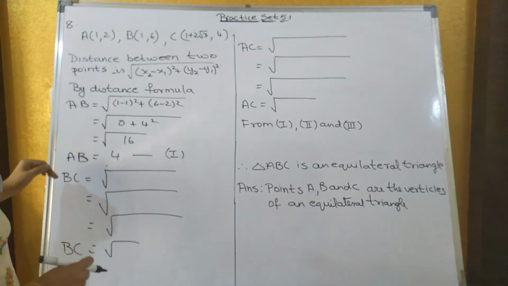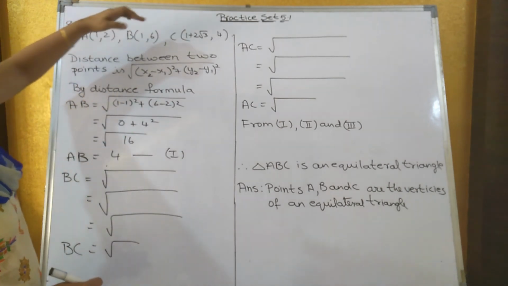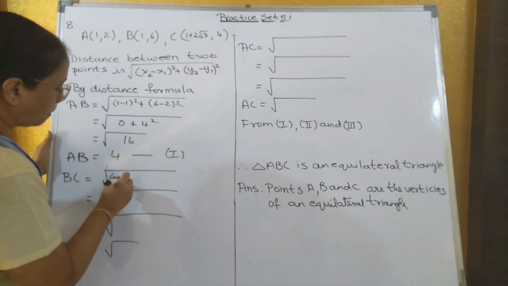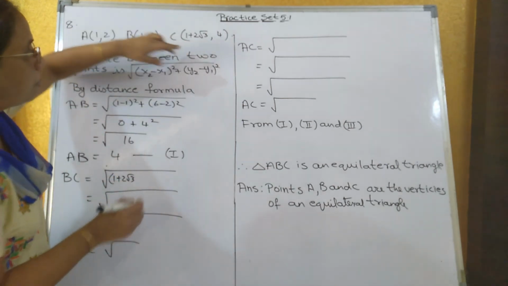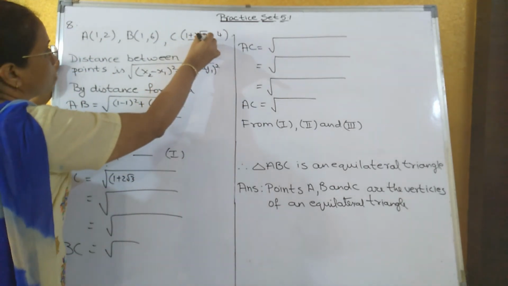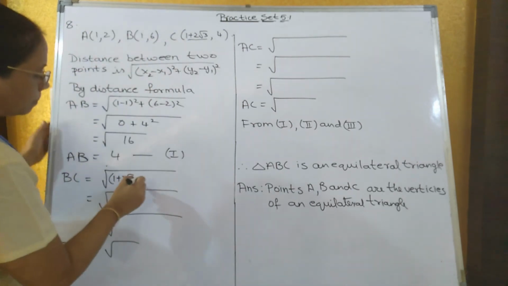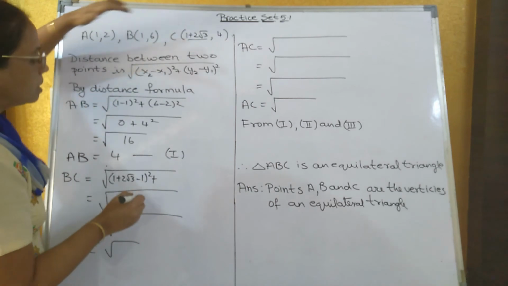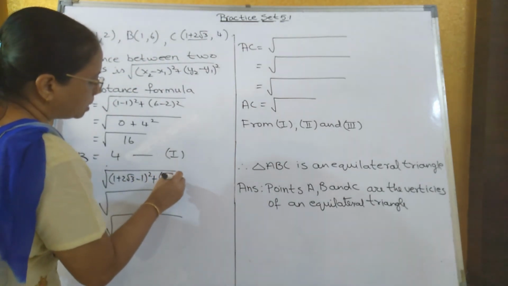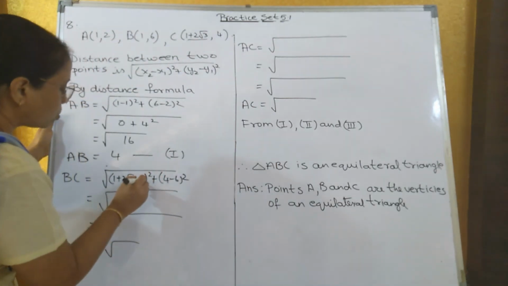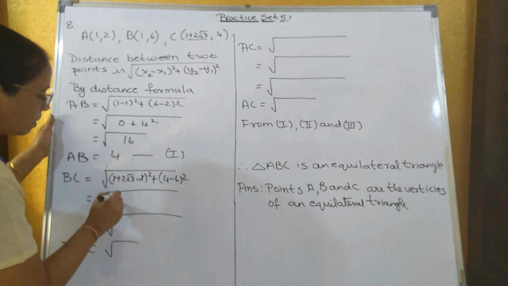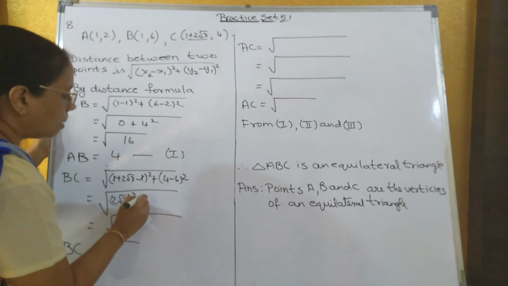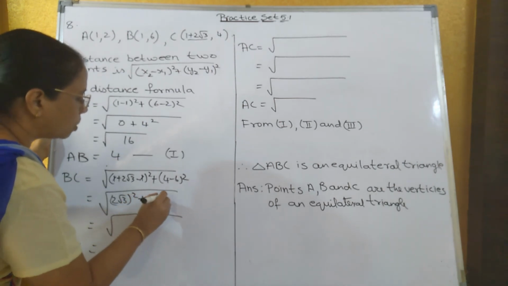Similarly, BC. BC is what? 1 plus 2 root 3, we have to take this whole thing, 1 plus 2 root 3 minus 1 the whole square plus 4 minus 6 the whole square. Now this one and this one will get cancelled. So we will get what? 2 root 3 the whole square plus minus 2 the whole square.